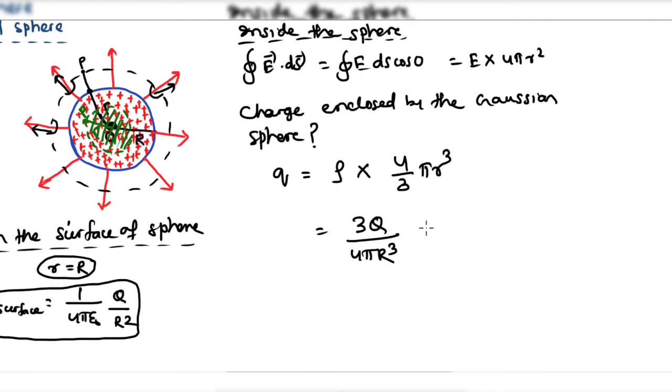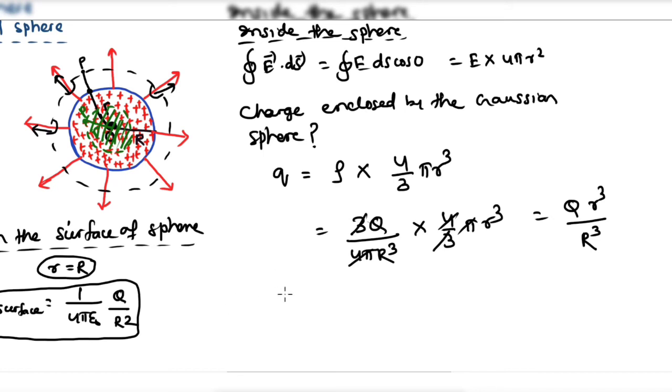So multiply this rho with the volume of the Gaussian sphere. So 3 will cancel, 4 pi will cancel. You will get q into small r cube divided by capital R cube. This is the charge enclosed by the Gaussian sphere.